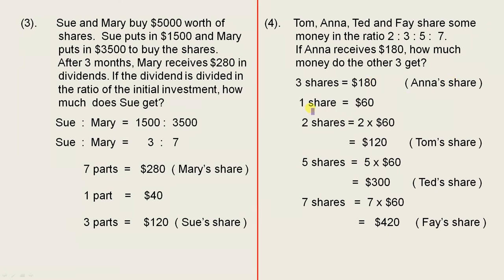That's Anna's share. Therefore 1 share must be $60. Therefore 2 shares is 2 times 60, which is 120. That's Tom's share. 5 shares is 5 times $60, which is $300, and that's Ted's share, because Ted is third and the 5 is third. And 7 shares is 7 times $60, which is $420, and that's Faye's share.